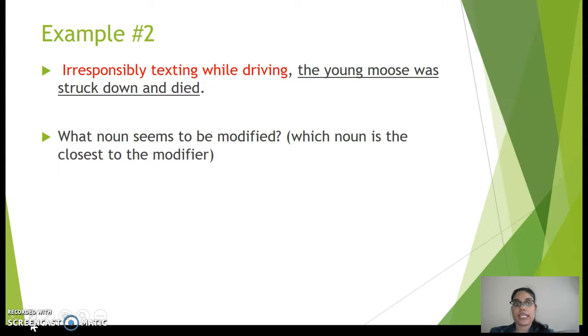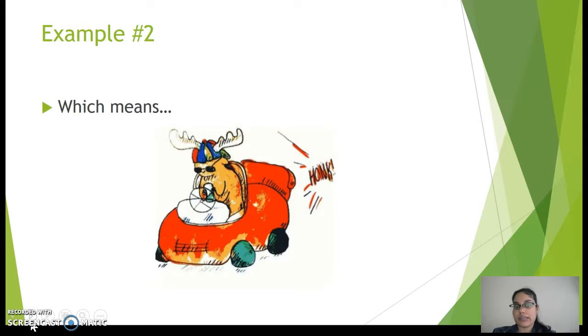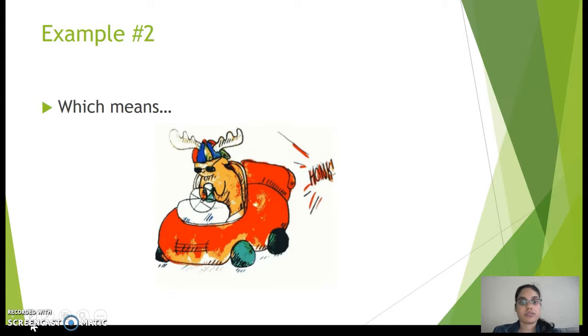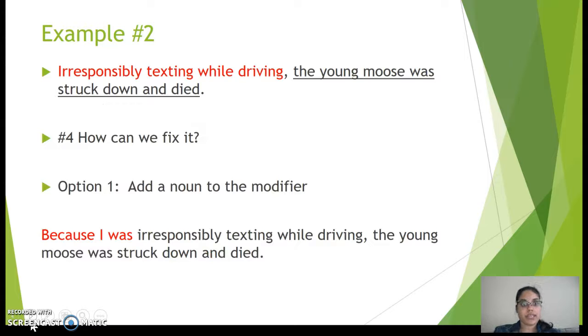The next question is, what noun seems to be modified? What is closest to irresponsibly texting while driving? And the answer to that is the young moose. So what does this mean? This means that the young moose was the person that was irresponsibly texting while driving. So I've completely changed the meaning of the sentence by not accurately putting my descriptor words by the correct nouns. So this moose, he's just driving, he's chilling, he's texting, he's driving. That's not what this sentence is supposed to say. Okay, so how can we fix it?